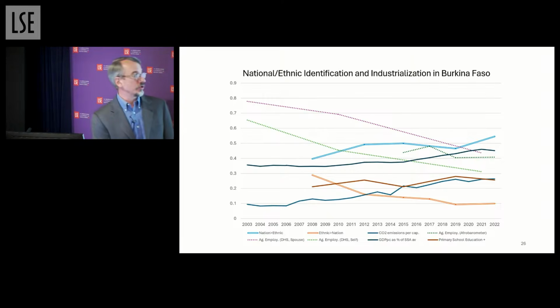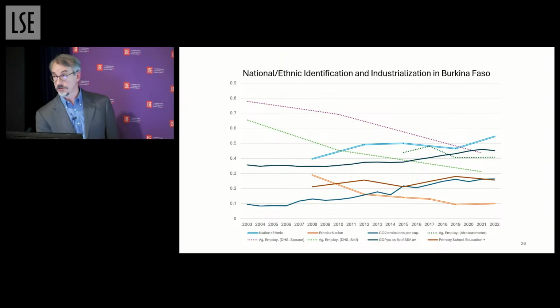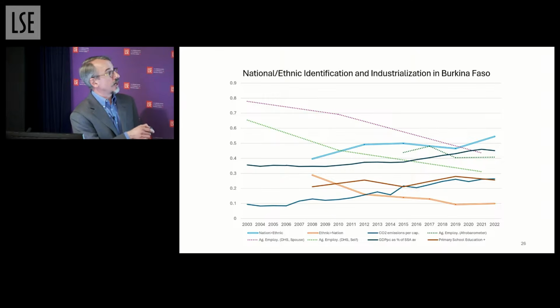This is actually proportion of the Sub-Saharan African average GDP. So it's rising GDP, not just in absolute terms, but relative to other parts of Africa. And here is declining agricultural employment. It's quite shocking, actually, quite impressive.